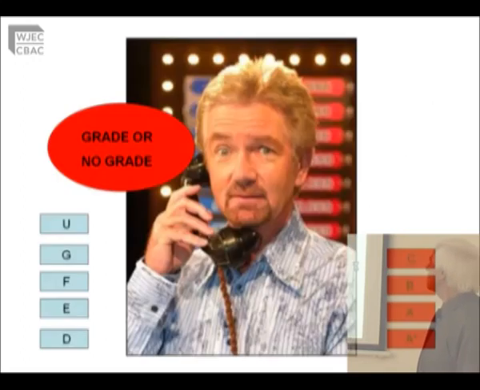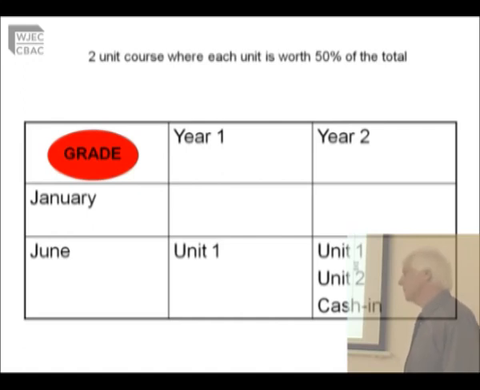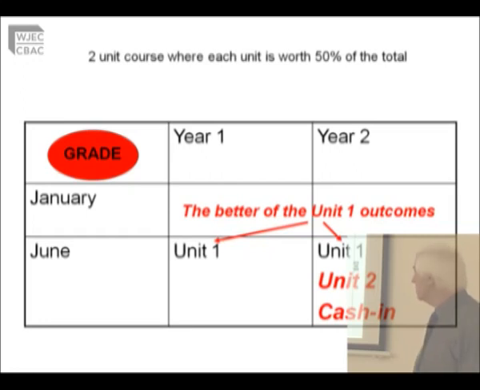2 unit course, each unit is worth 50% of the total. Will you get a grade? Yeah. He's done 2 units at the end, and that's for a cash-in, so he's done all the units. He's doing at least 50% at the end. He's doing all at the end, in fact. So in this case, yeah, he's got to have Unit 2 coming into play. He's got to count that. So this time he's got 2 Unit 1s, either of which could go towards the final outcome. Yeah? So he's allowed his 2 goes at Unit 1, and this time he can take the better of those 2 outcomes.